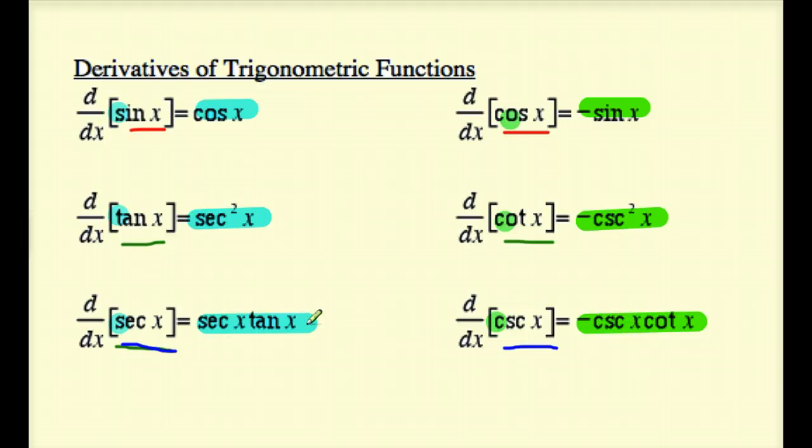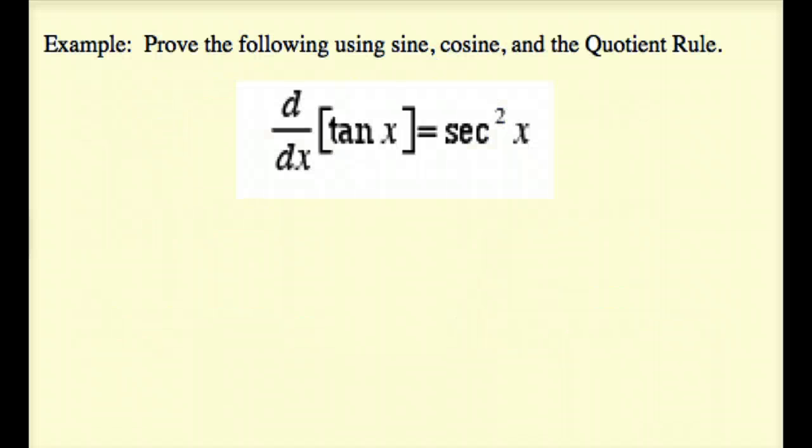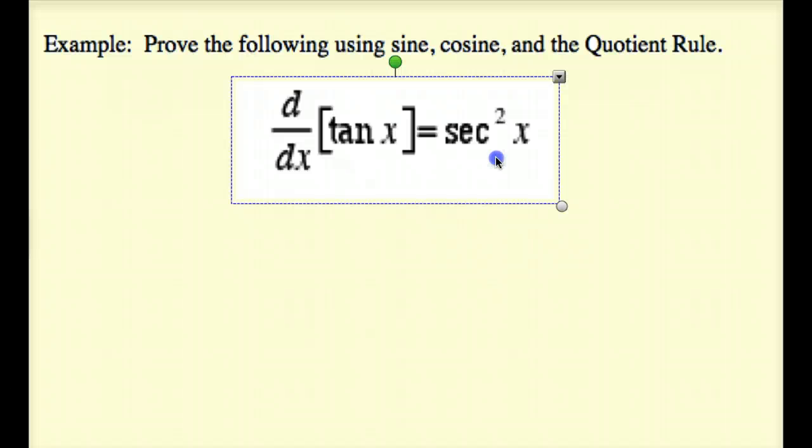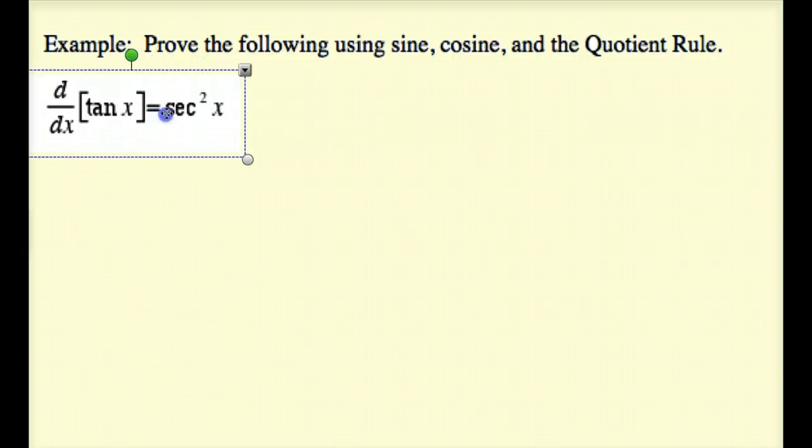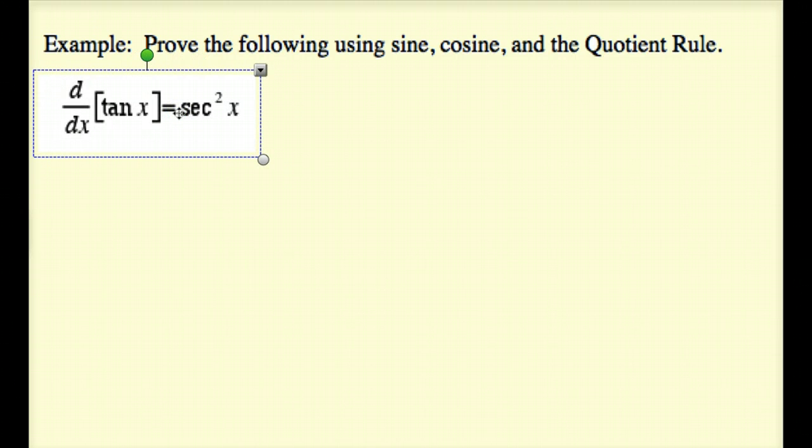So let's prove some of these to show you why it works. This says prove the following using sine, cosine, and the quotient rule. So what I'm going to do is I'm going to make this just a tad bit smaller. And I'm going to have the derivative of tangent is equal to secant squared of x. So that's a property on the previous page. But let's actually find out why this is true.